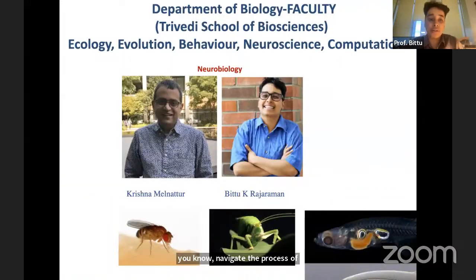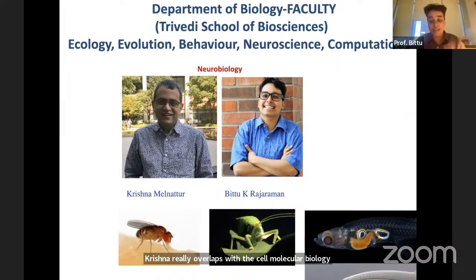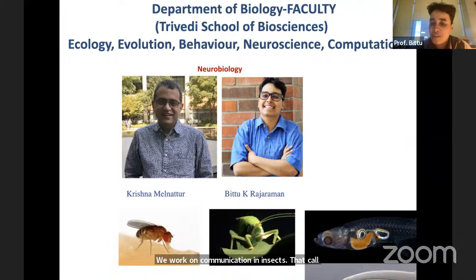And finally, there are two of us who are neuroscientists, but we take slightly different approaches. Krishna really overlaps with the cell molecular biology approach because he, as do many of the other people I've already described, all of the genomics folks and the experimental evolution folks as well, also work on molecular approaches. He looks at genetics, and he looks at a fun topic, sleep in fruit flies. We work on communication in insects that call at night, and questions of quantitative cognition in zebrafish, and neuroeconomics, questions of time perception, rationality, and so on.